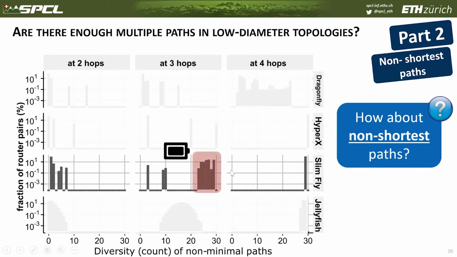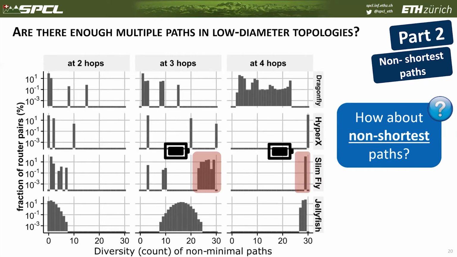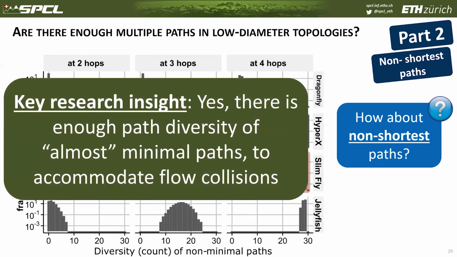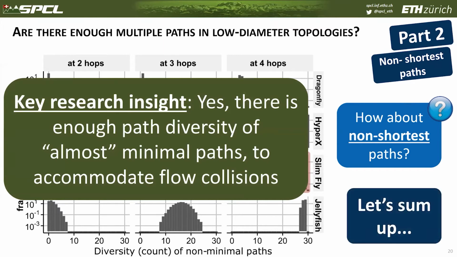You can see that if we only increase the length of the paths we are considering from shortest to shortest plus 1, we already cover basically all of the router pairs with that many fully disjoint non-minimal paths. And this is even more beneficial for us at 4 hops. At 4 hops, 100% of the router pairs are connected with non-shortest paths that amount to 30 different paths. This is a very large number. This means that we do have this diversity for paths that are almost shortest. But then the question is, how do we use these paths in the routing architecture? The key insight is that in all these topologies, there is enough path diversity of almost minimal paths to accommodate these flow collisions.